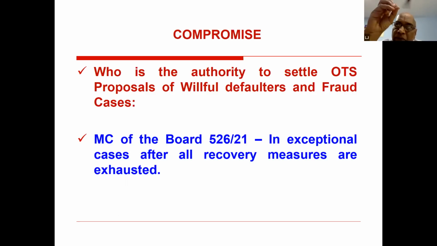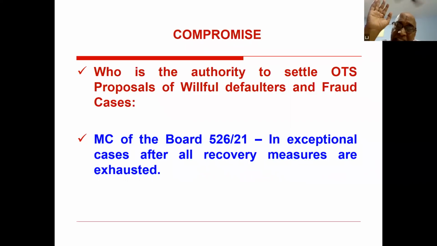If fraud is involved or a willful defaulter, then no authority in the bank other than the management committee of the board has the power to settle the OTS as per the formula. So 1.50, 2.50, I showed different things. They only have the authority.